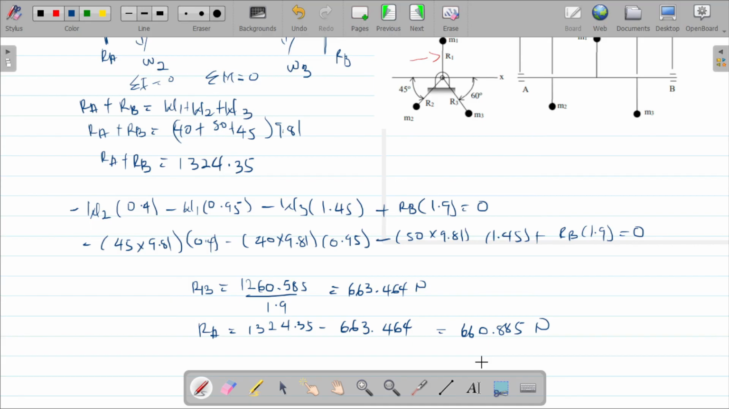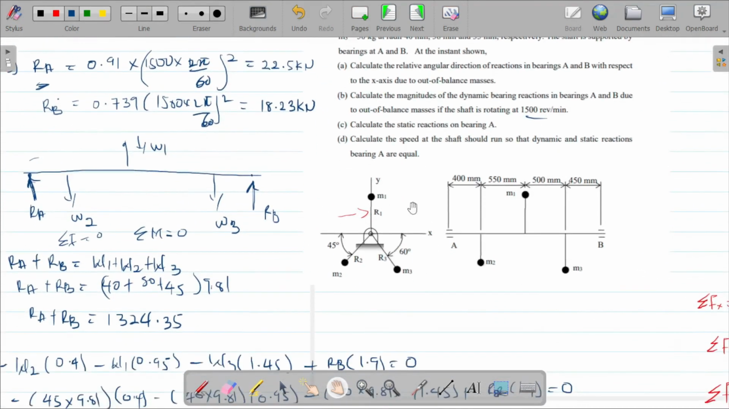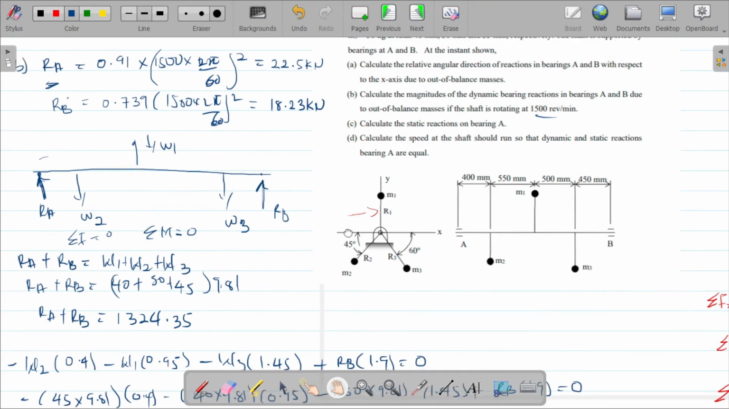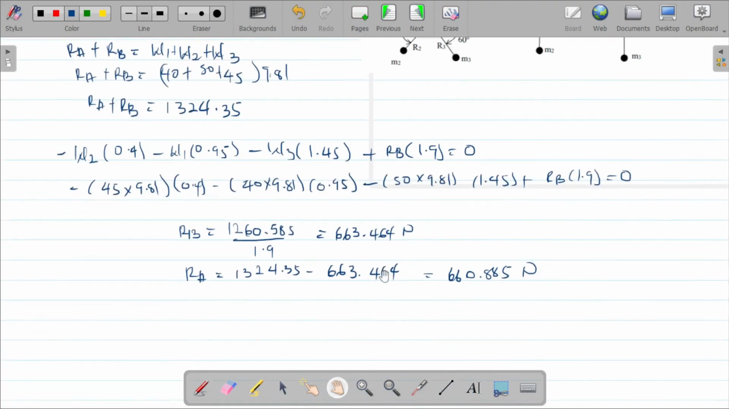Okay, so we have the static reactions, right? That is to calculate the static reaction, and then calculate the speed at which the shaft should run so that the dynamic and static reactions match. So here is how you find the reactions on the bearings. You could see that this is a reaction on the shaft, so on the bearing A it will be in the opposite direction.